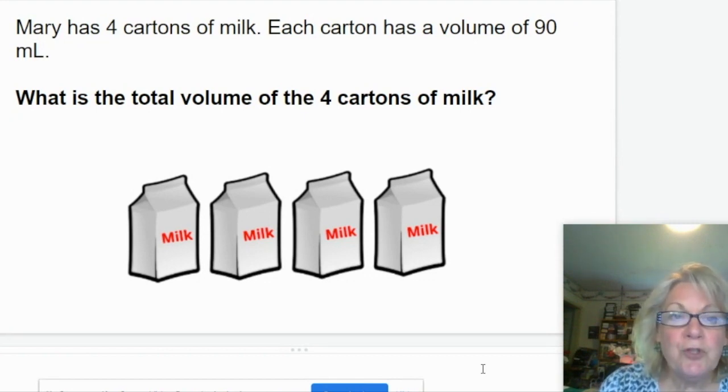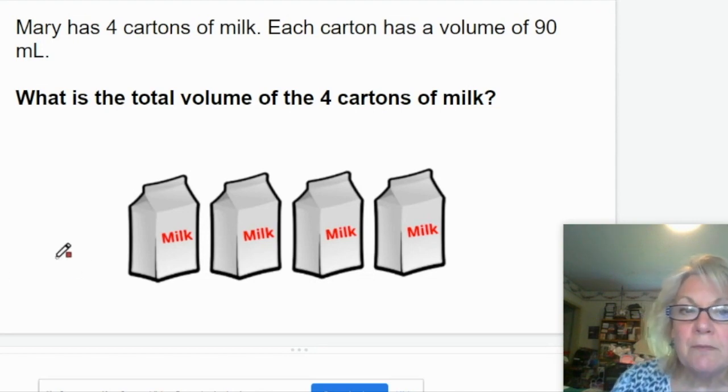Then we have our question. Read with me again. What is the total volume of the 4 cartons of milk? Good reading. Okay, now we're going to get our pencils. And somebody yell out to me, what do you think you're going to do first? Good. We're going to underline and circle key information.